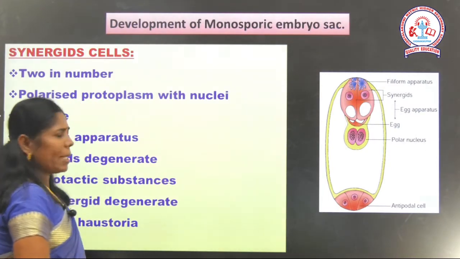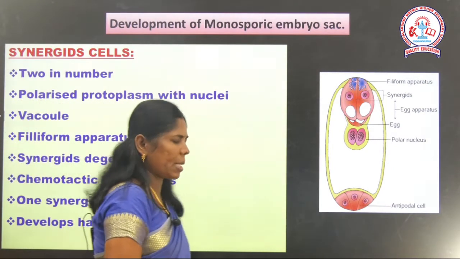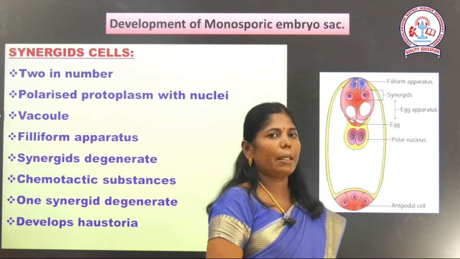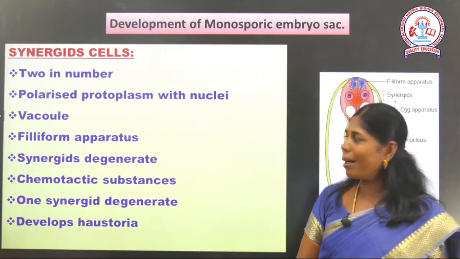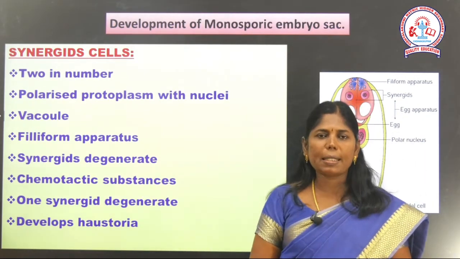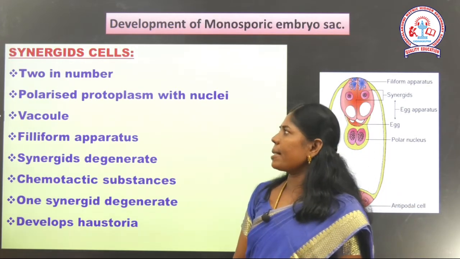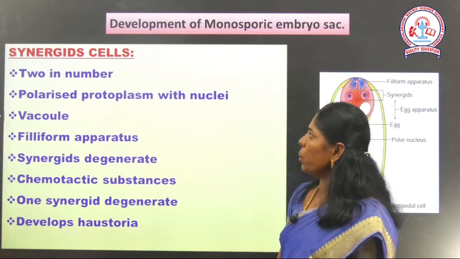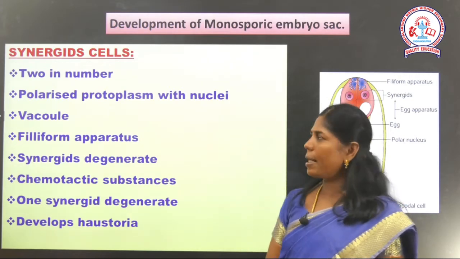Next we have to see the synergids, egg cell and antipodals. So what is the arrangement of the synergids, egg cell and antipodals? The synergid cells are two in number. How many synergid cells are present? Here there are 2.